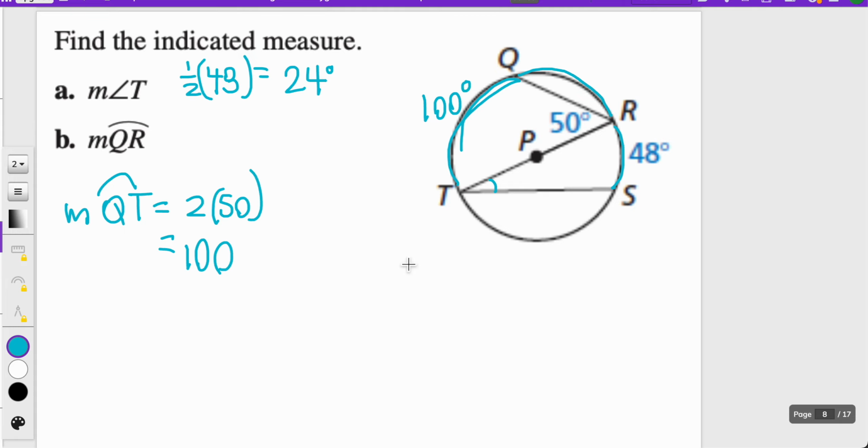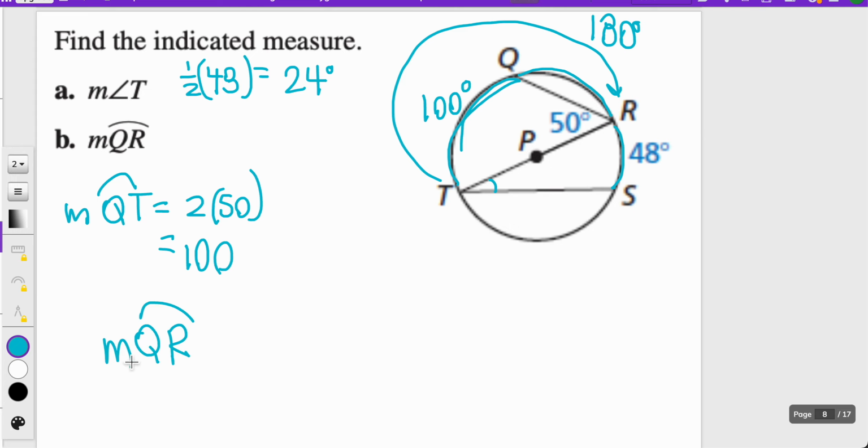Once I do that, I can see that TP appears to be a diameter. So if I already have 100, remember this entire half circle should be 180 degrees. So QR would just be 100 degrees less than that. So the measurement of minor arc QR would be 80 degrees.